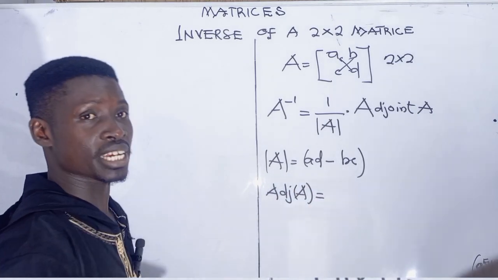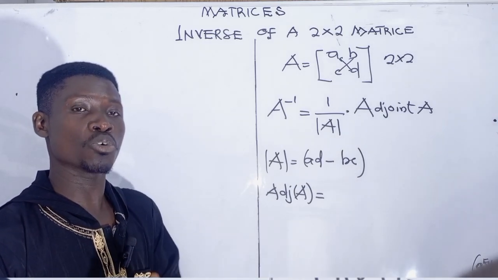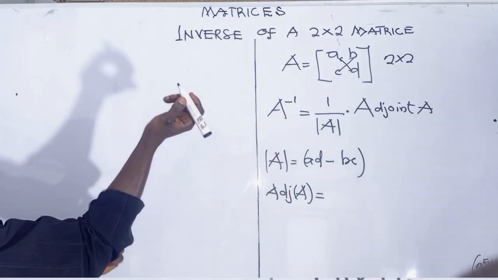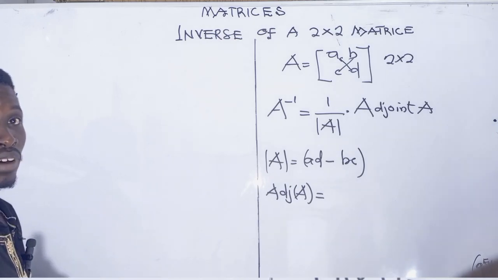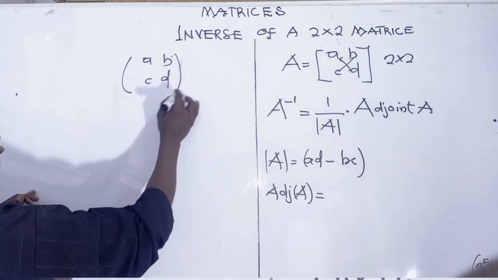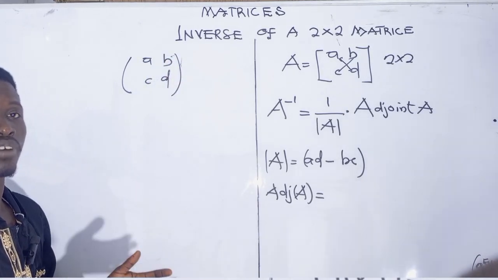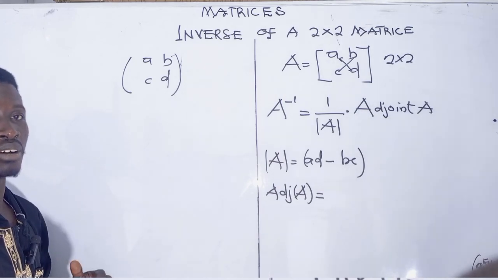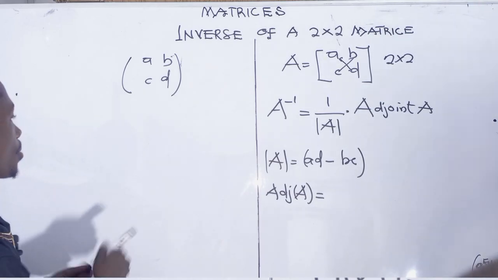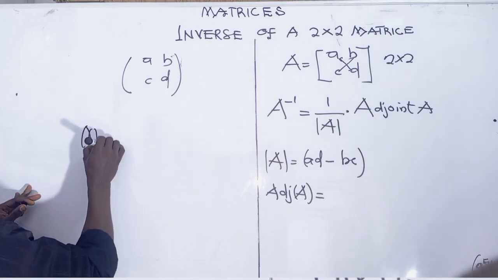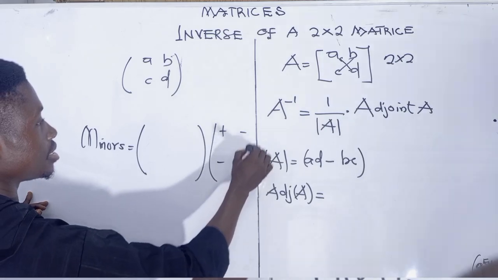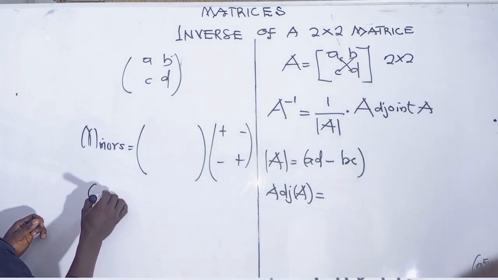Now to find the adjoint of A, we are going to transpose the cofactor or co-matrix of matrix A. So we are going to transpose the co-matrix or cofactor of matrix A. So we have matrix A to be, and we have already learned how to find the cofactor of a given matrix. So to do that, we have to first find our minors. Then we multiply the minors by the signs. So we have our minors. Now when we multiply the minors by these signs, we are going to get the co-matrix or cofactors.